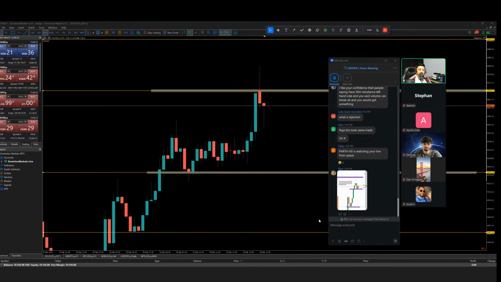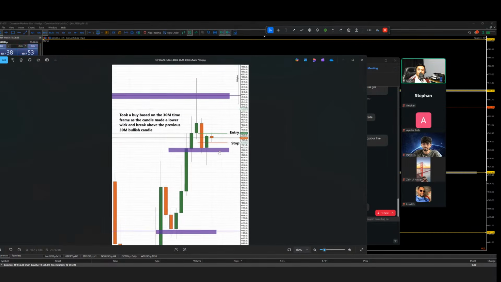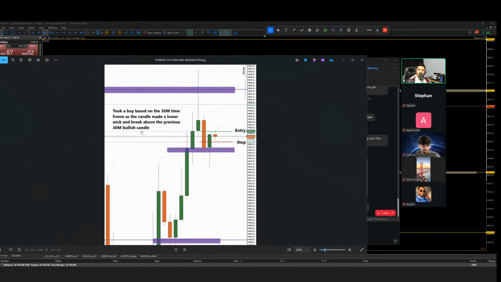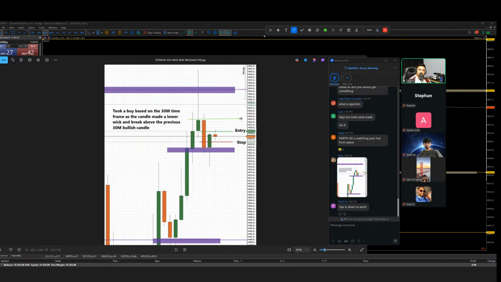So Baz sent me a chart here. Let me see. Okay, so Baz took a buy based on the 30-minute time frame as the candle made a lower wick and broke above the previous 30-minute bullish candle. It does make sense, but you need to understand this candle almost filled 50% of the range. If your target is somewhere here, you need to understand you are already standing in the middle of the range. Still, if you believe that volume will continuously push upside to fill this wick, then it makes sense. Rather than that, I think it's not a tradable range. So it could be a risky one, buddy.